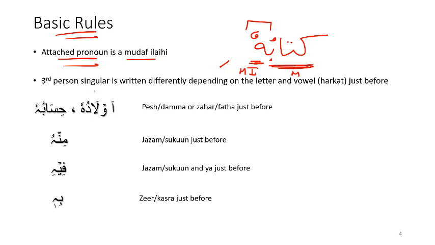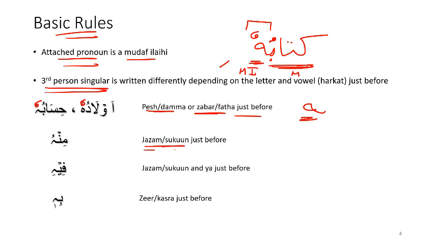Now, there are some peculiarities in terms of how third person singular is written. The third person singular will always be this ha, but the way it is written might vary slightly depending on the harf and the harkat just before. So if we have kitabuhu, notice here we have a dhamma on the previous letter. When we have a pesh or a dhamma on the previous letter, or if we have a zabar slash fatha just before, then we write this upside down or inverted pesh or inverted dhamma.